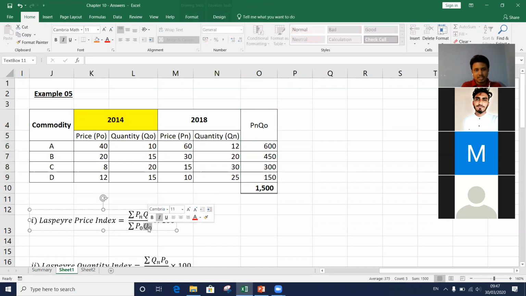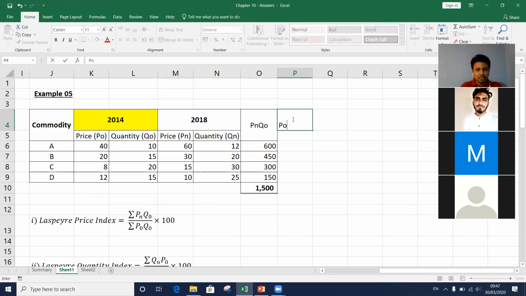Then we need to find sigma P naught into Q naught. P naught, sorry, base year prices, we need to multiply by base year quantities. Right? For commodity A, what is the P naught value? P naught value is 40. This needs to be multiplied by Q naught, which is 10. The answer is 400. Then for the others we multiply P naught by Q naught, and for commodity D we get 160. Here P naught into Q naught, the answer is 180. The sum of all the points should be 1040.